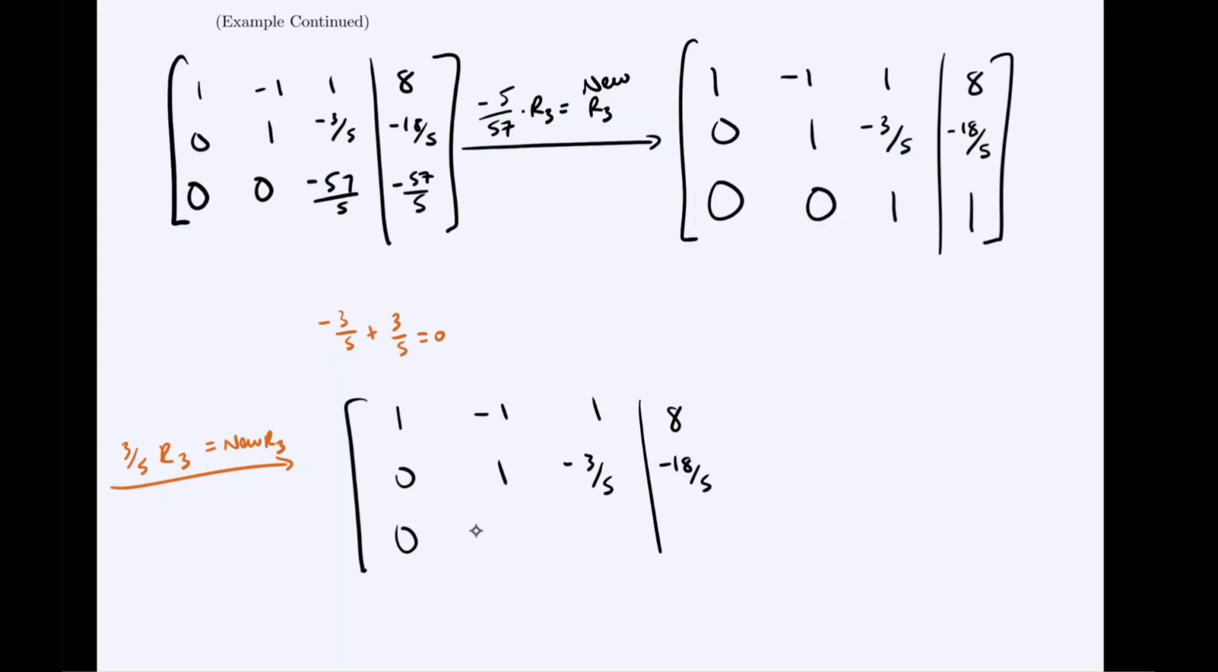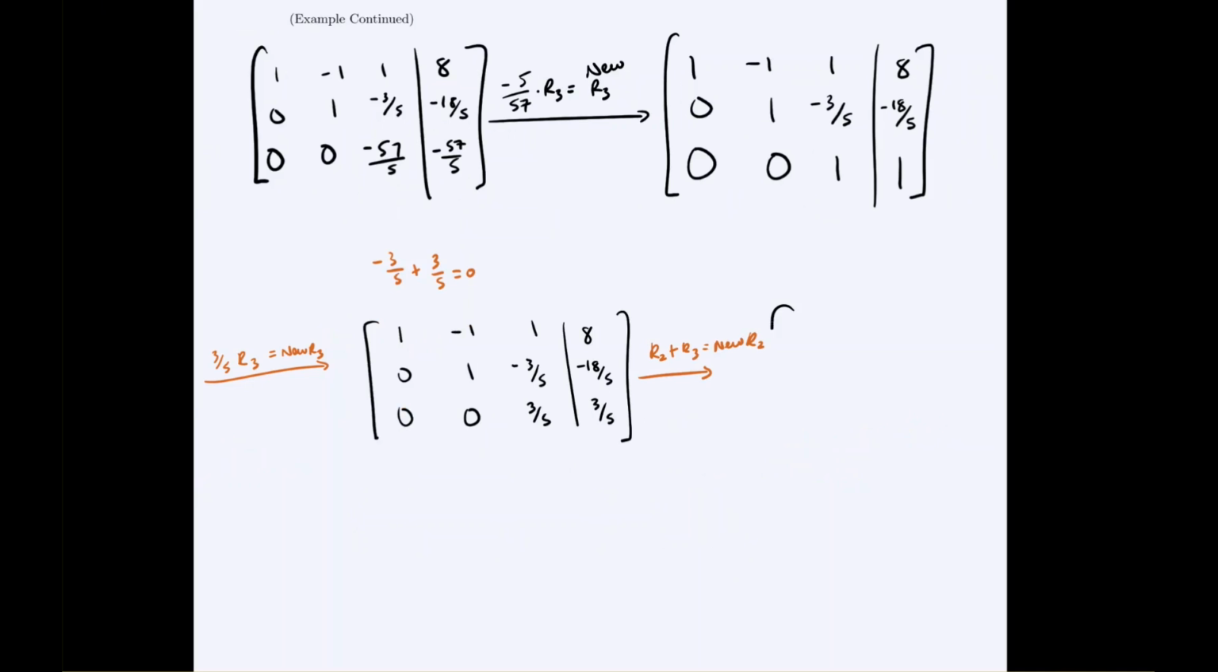So 0 times 3/5 is 0, 0 times 3/5 is 0, 1 times 3/5 is 3/5, 1 times 3/5 is 3/5. Now next we're going to add row 2 plus row 3, and that's going to be the new row 2. Okay. So term by term, 0 plus 0 is 0. 1 plus 0 is 0. 3/5 plus negative 3/5 is 0.